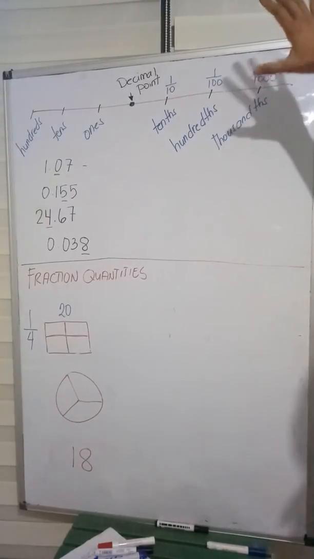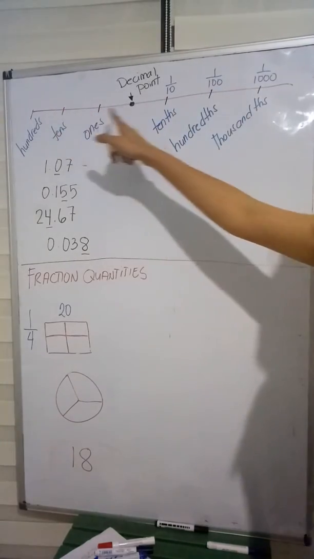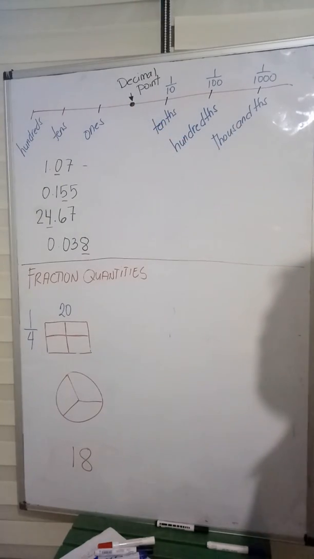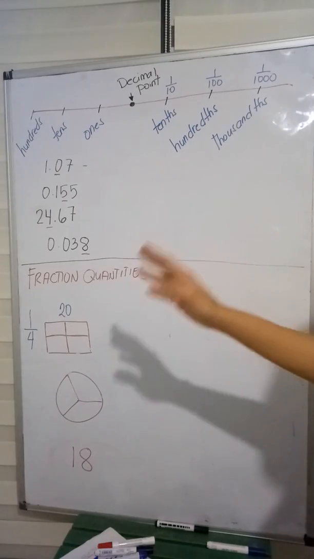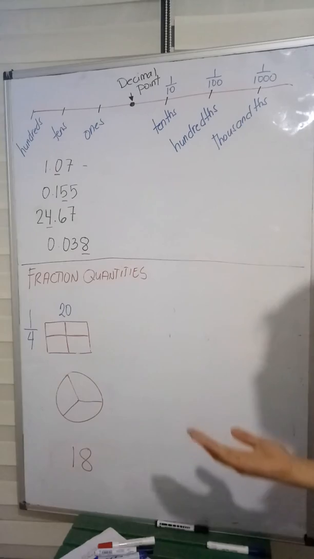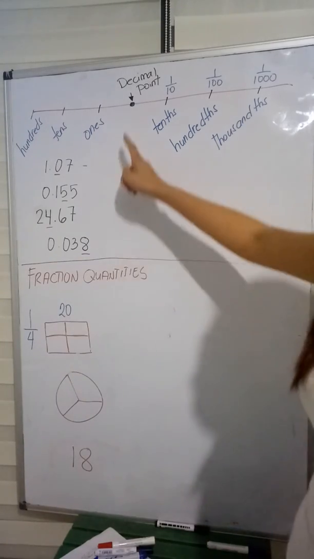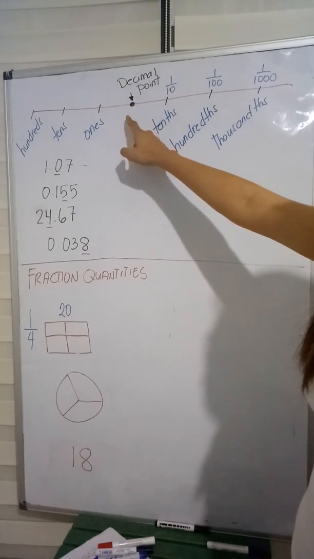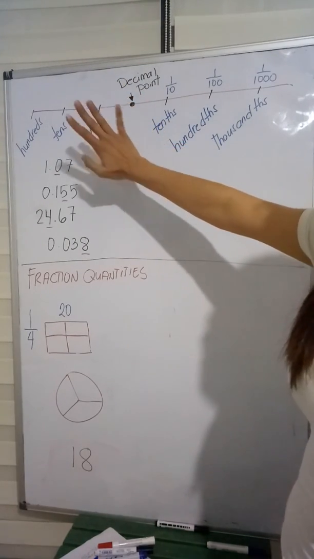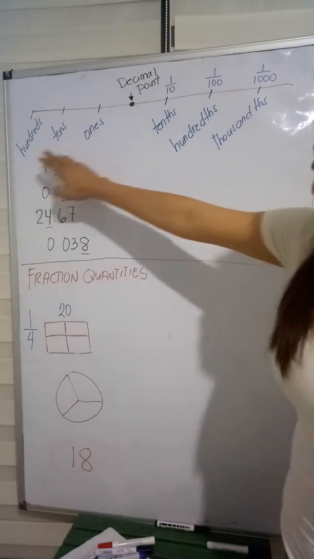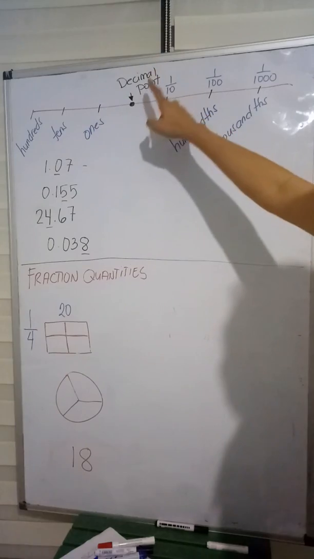On top here, you will see I drew a number line, and in the middle, we have our decimal point. On the left side of our decimal point, that's where we find our usual place value. We've learned it since we were young, and we also discussed it before. So the left side from the decimal point has the basic ones, tens, hundreds, thousands, and so on. But I just stopped at hundreds.